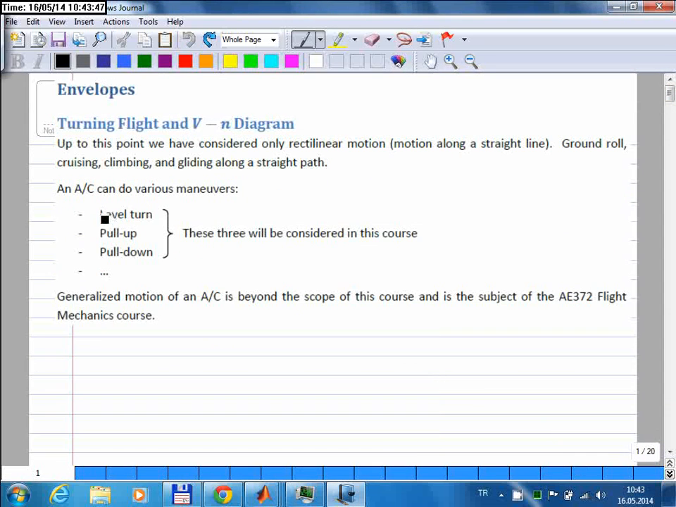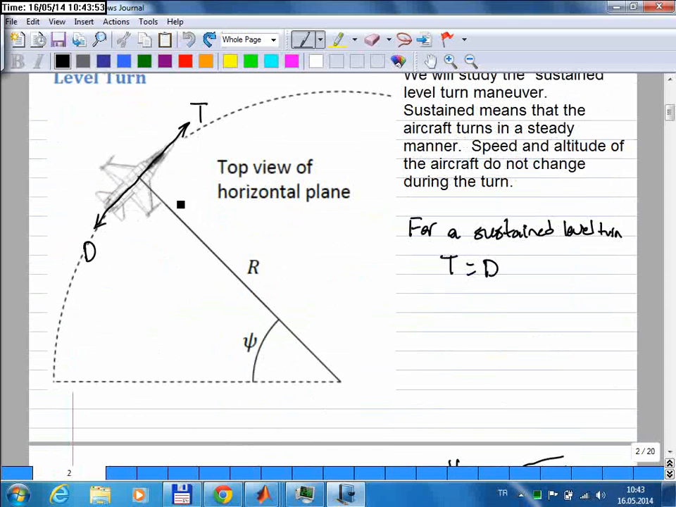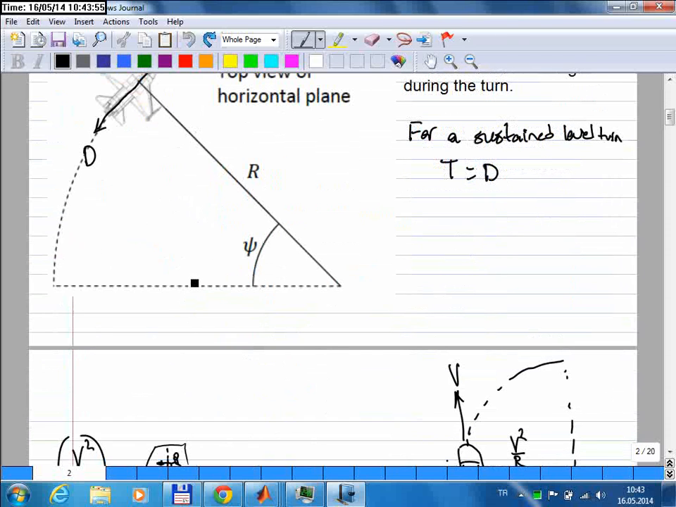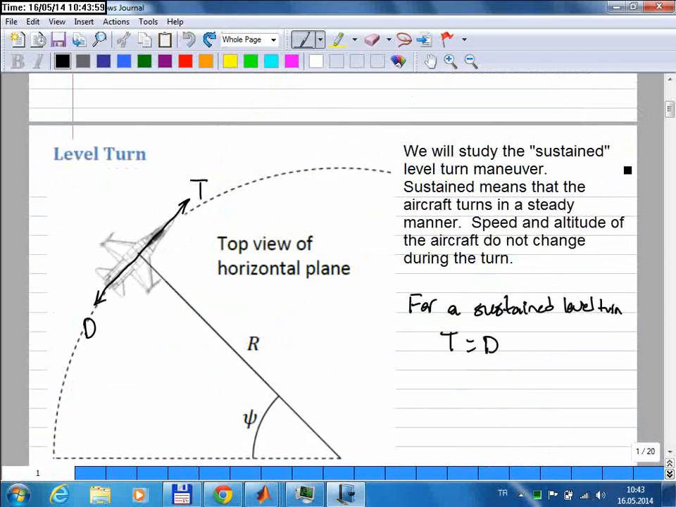And I started with the level turn maneuver. In the level turn maneuver, an aircraft makes a turn in the horizontal plane, and as always, we make some assumptions. First we assume that during the maneuver the altitude of the aircraft does not change, so it keeps maintaining this altitude, and also the speed of the aircraft doesn't change. These are the two assumptions we make for this maneuver, and this is called the sustained level turn maneuver.